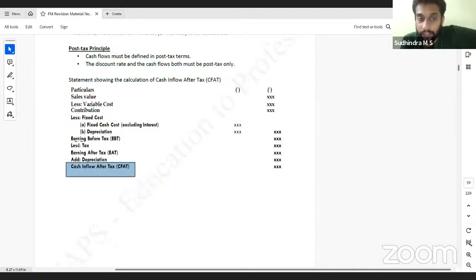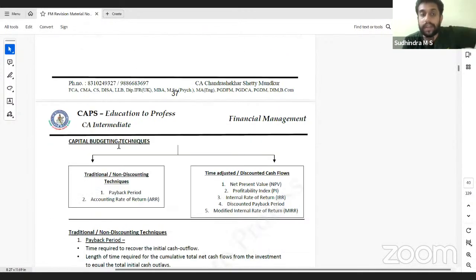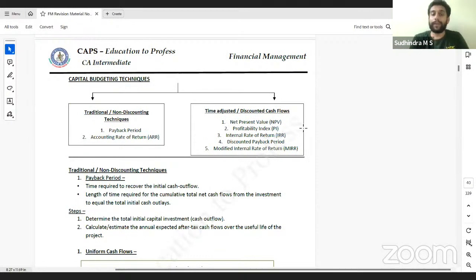Same, or you consider everything, earnings after tax, add depreciation. Then coming to capital budgeting techniques. Capital budgeting techniques, we have 7 techniques in our syllabus. Traditional or non-discounting techniques and discounted cash flow techniques. Under traditional or non-discounting, we have payback period and accounting rate of return.